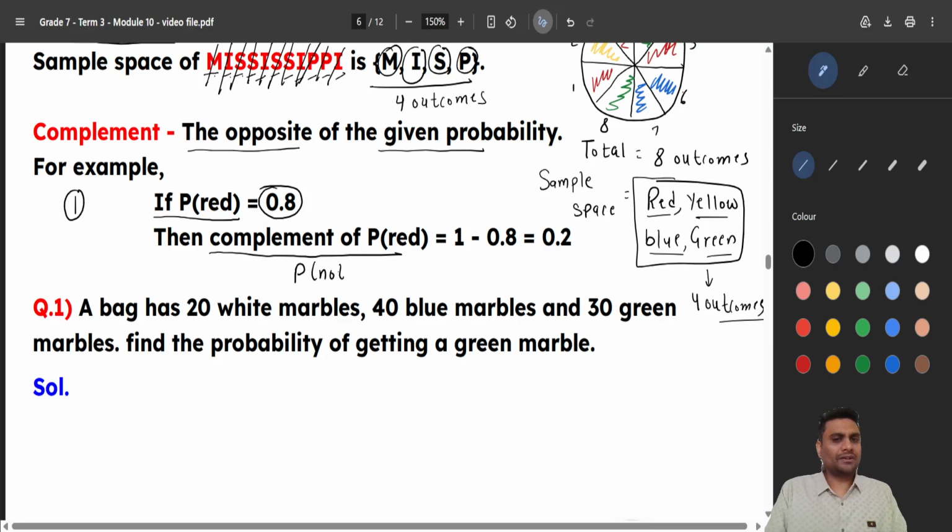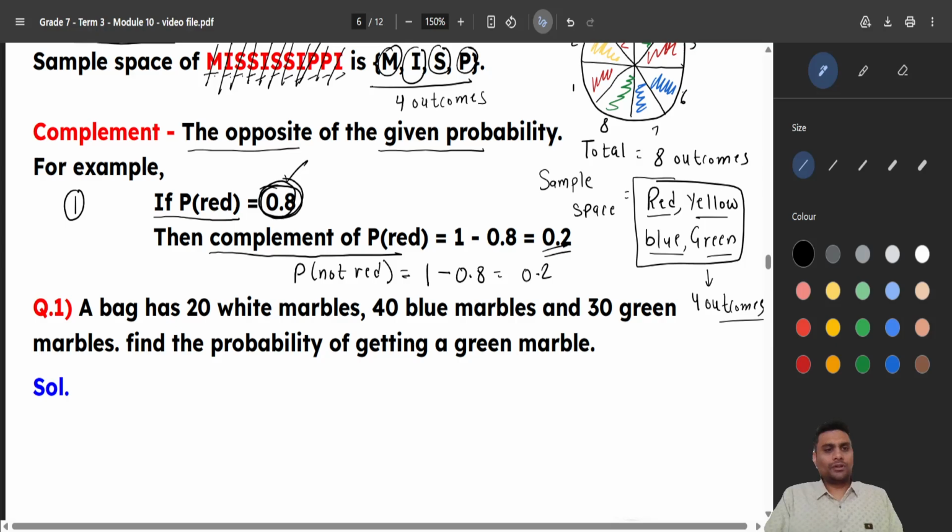So if I was having red, now what do I need? Not red. So how will I find not red? From the total one, subtract the probability of red. What is the probability of red? 0.8. So 1 minus 0.8 will give me not red, which is 0.2. Answer.